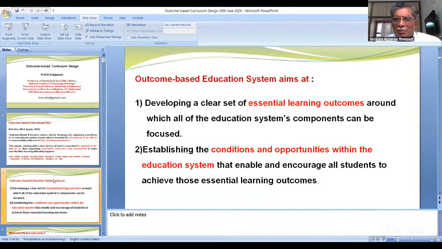Therefore, outcome-based education system aims at developing a clear set of learning outcomes, right? In our educational systems, components can be focused. We also must establish the conditions and opportunities within the education system that enable and encourage all the students to achieve the essential learning outcomes. Now we must know what exactly are these learning outcomes. That is crucial. You should have total clarity, an in-depth idea, of what exactly we mean by learning outcomes.